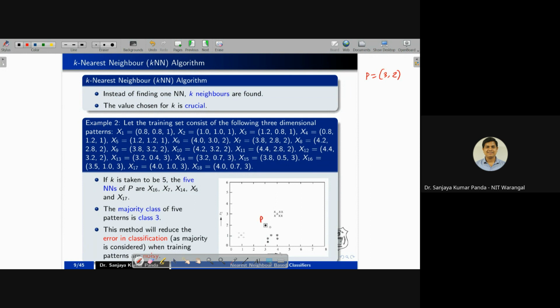So I have to find my nearest neighbor. I told you this is the first nearest neighbor. But as the k value, I am taking 5. Okay, any value we can take, but as an illustration, I am taking k equal to 5. So you have to find the 5 closest neighbors of this test pattern. Okay, so how to find?